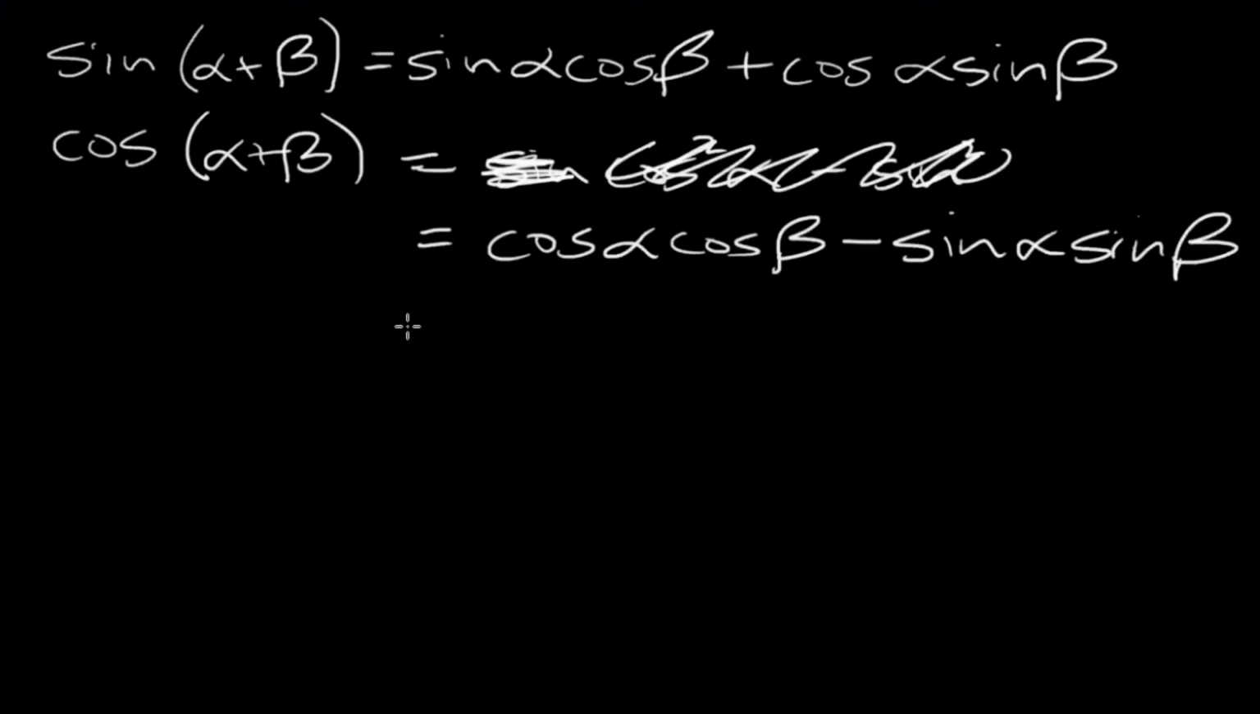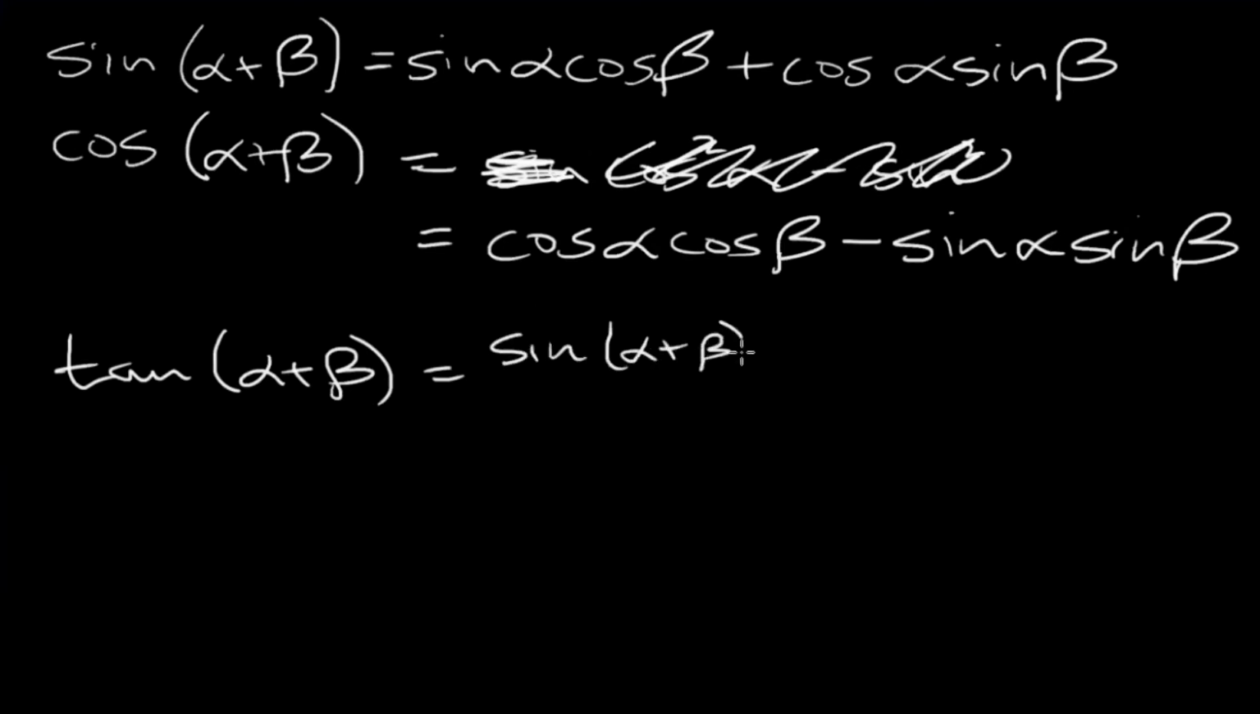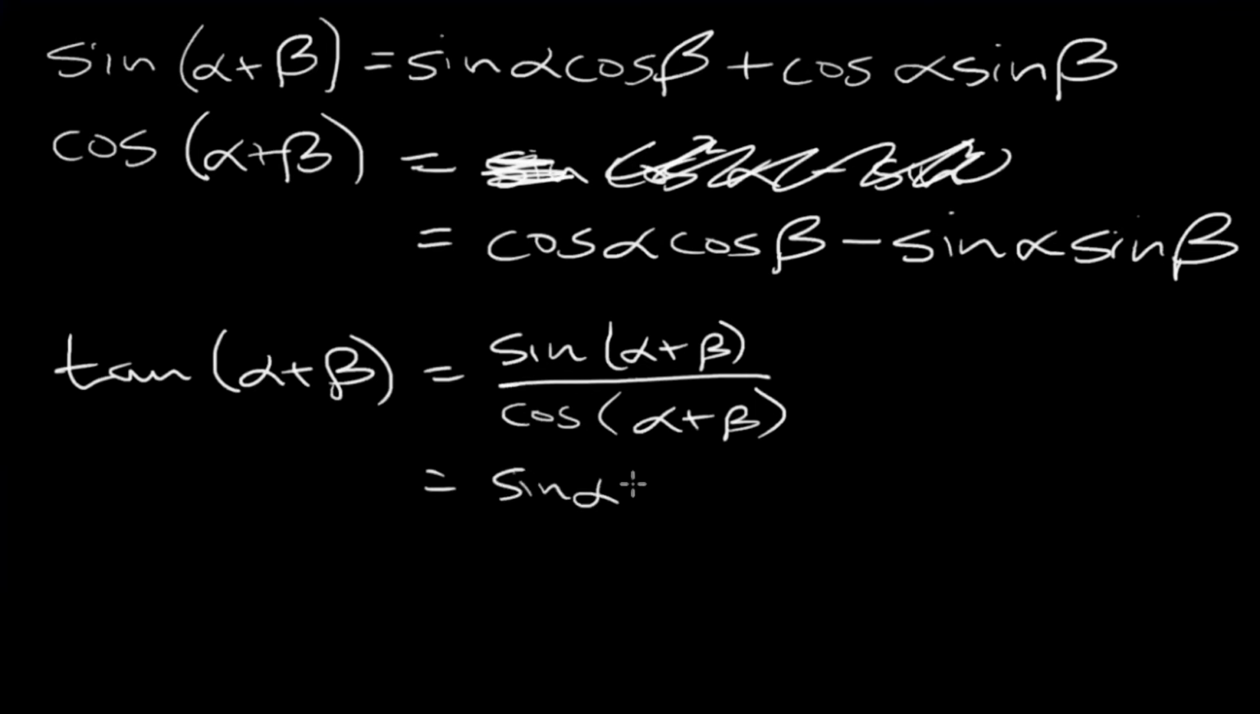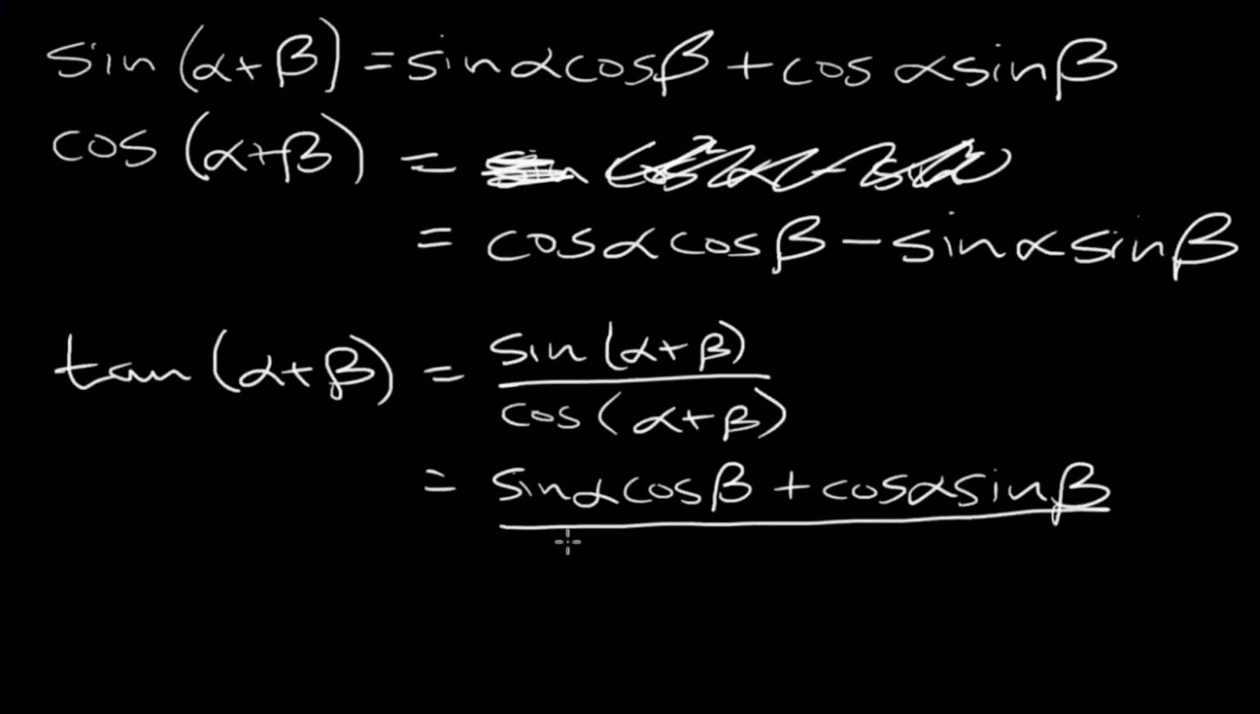Okay, so then tangent of alpha plus beta would be sine of alpha plus beta over cosine of alpha plus beta, which is going to be this divided by this. So sine of alpha cosine of beta plus cosine of alpha sine of beta over cosine of alpha cosine of beta minus sine alpha sine beta.